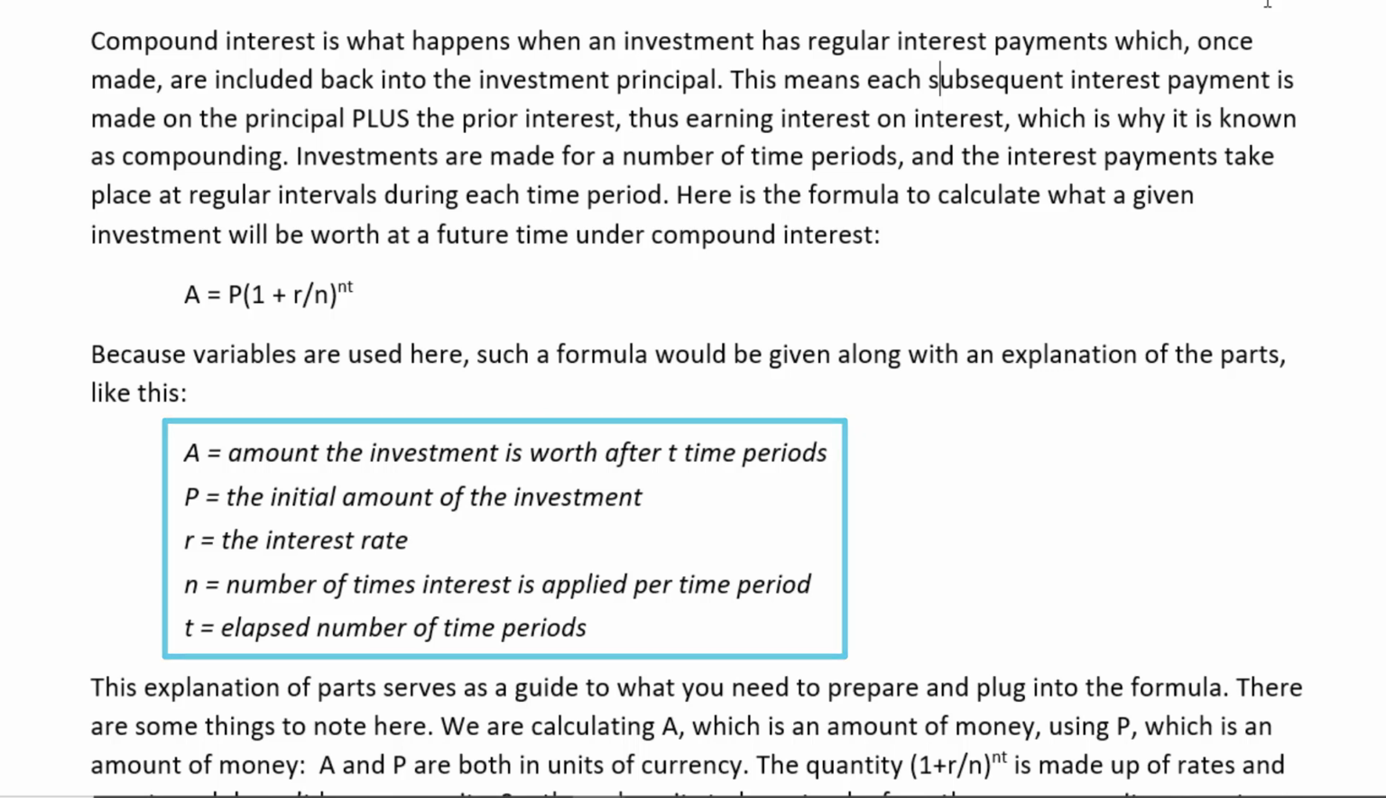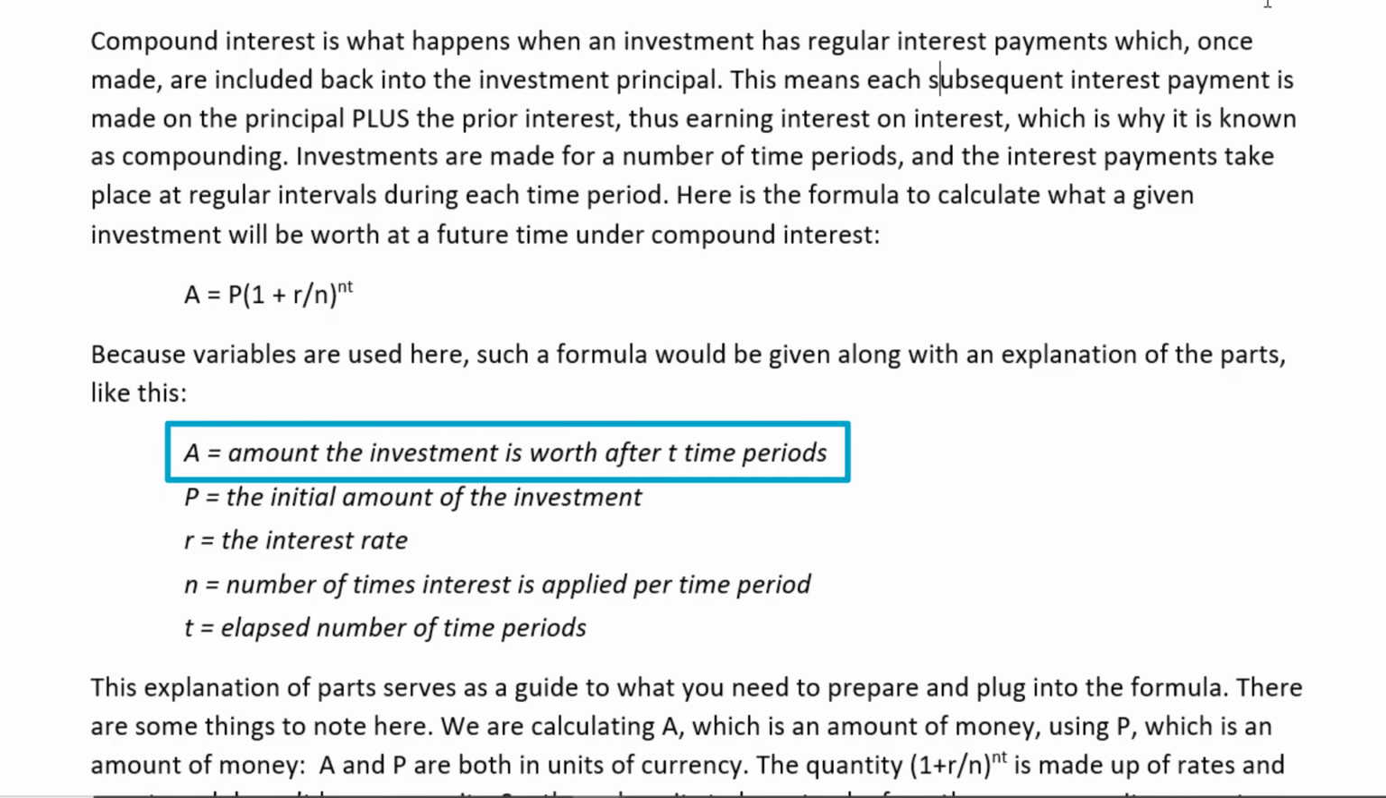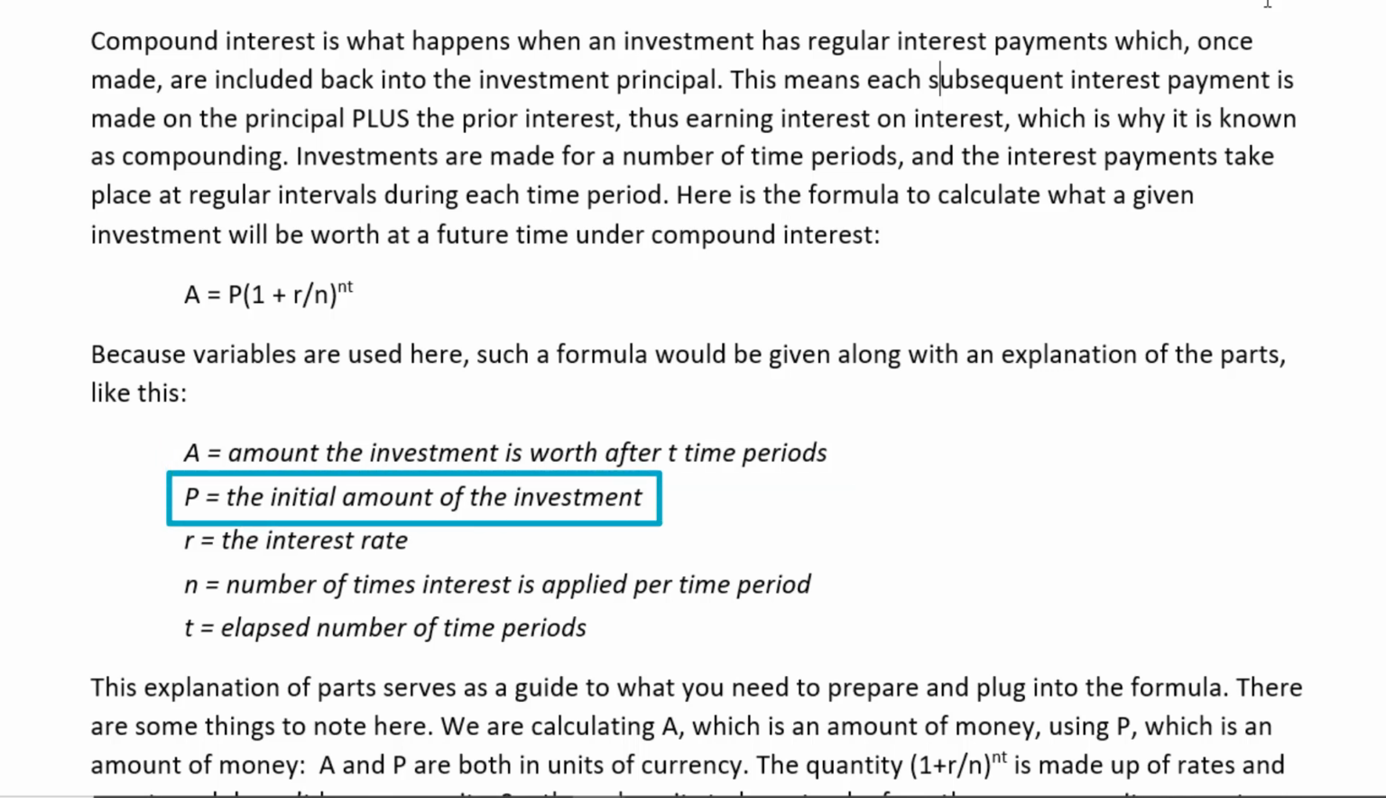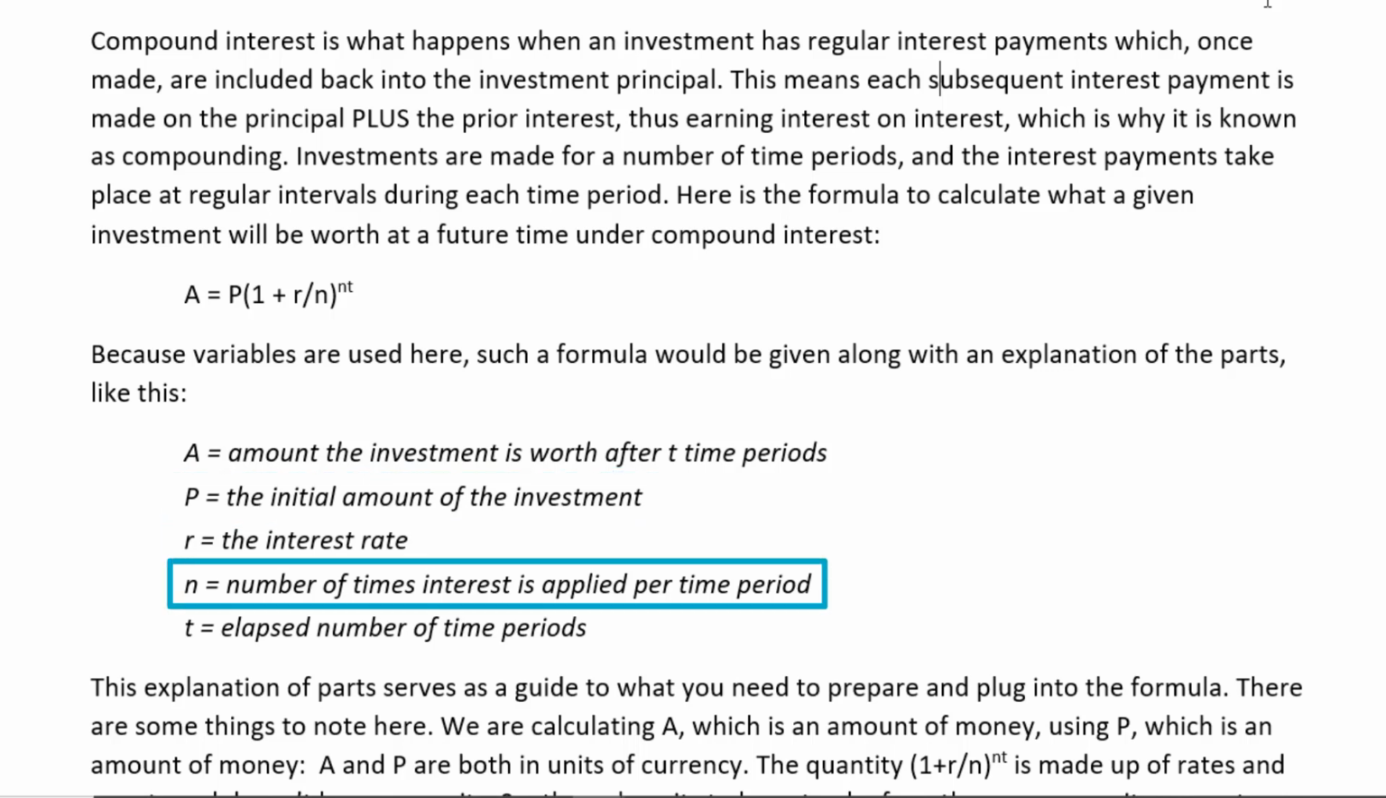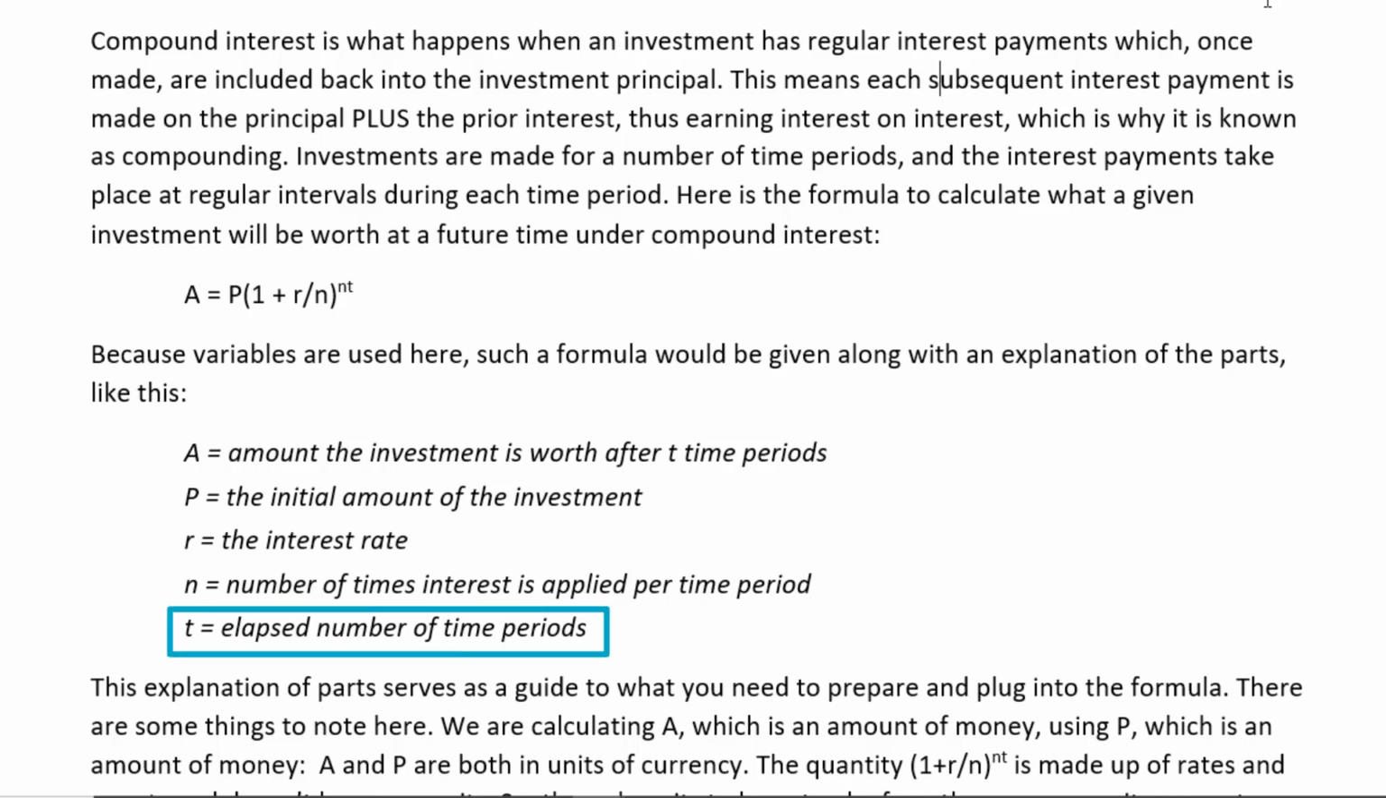So here we have that A equals the amount the investment is worth after T time periods. So that's going to be the end result of the investment. P is the initial amount of the investment. So that's however much you invested in the first place. R is the interest rate. N is the number of times interest is applied per time period. T is the elapsed number of time periods. So you have a value A that you're calculating, and you're going to be using P, R, N, and T as inputs.